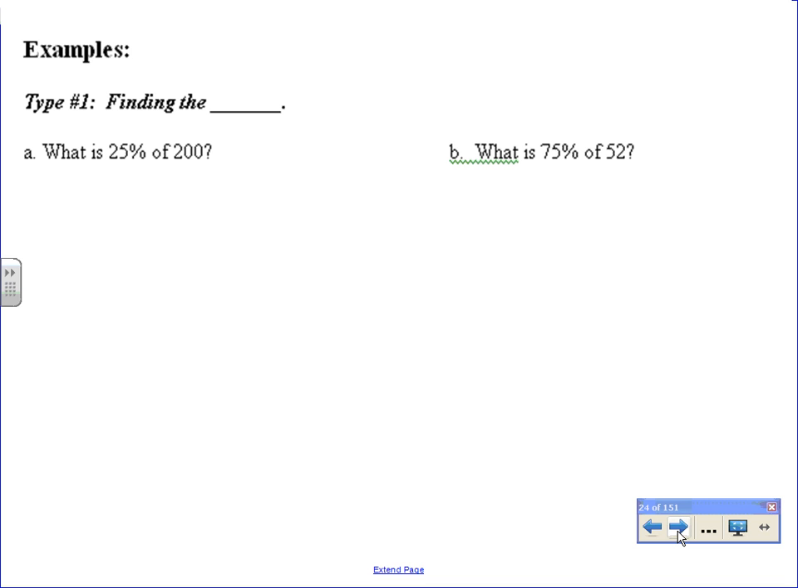So type 1, I want you to write down the top of page 8. Type 1 is finding the part, and then put in parentheses, which is A. And you could also write down, we're finding the is. Is over of equals P over 100. Type 1 is we're finding the A, which is the part.